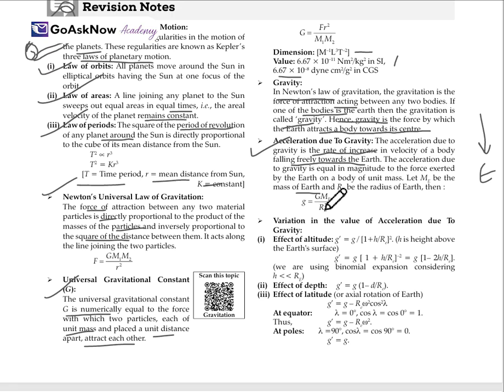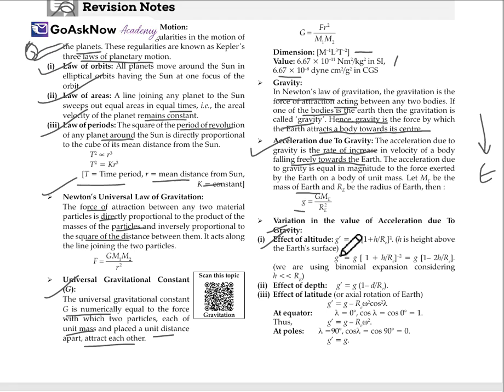Then g, acceleration due to gravity, will be equal to GM_e upon R_e squared. Now, the variation in the value of the acceleration due to gravity. Obviously, when it's coming downside, some terms will take place, like altitude, depth, latitude, etc. So, with respect to that, we'll have to study the value of acceleration due to gravity.